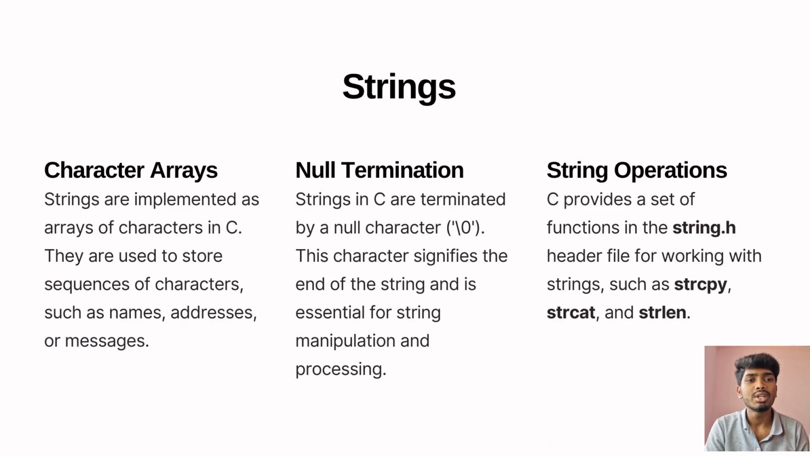Strings. Strings include character arrays, null termination, and string operations. Character arrays. Strings are implemented as arrays of characters in C. They are used to store a sequence of characters such as names, addresses, or meanings. Null termination. Strings in C are terminated by a null character. This character signifies the end of the string and is essential for string manipulation and processing. String operations. C provides a set of functions in the string.h header file for working with strings such as strcpy, strcat, and strlen.